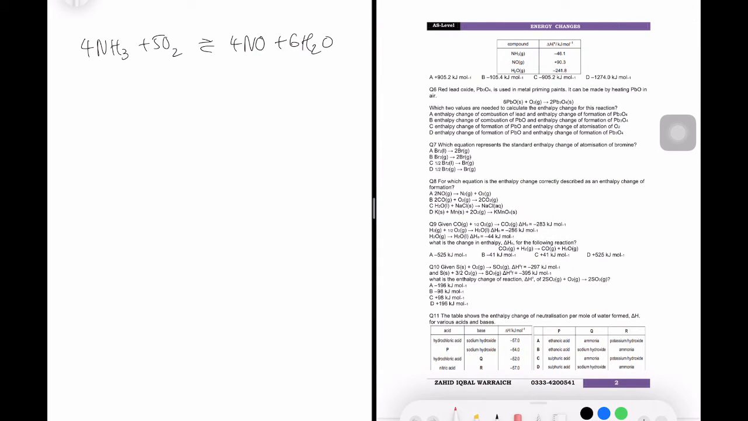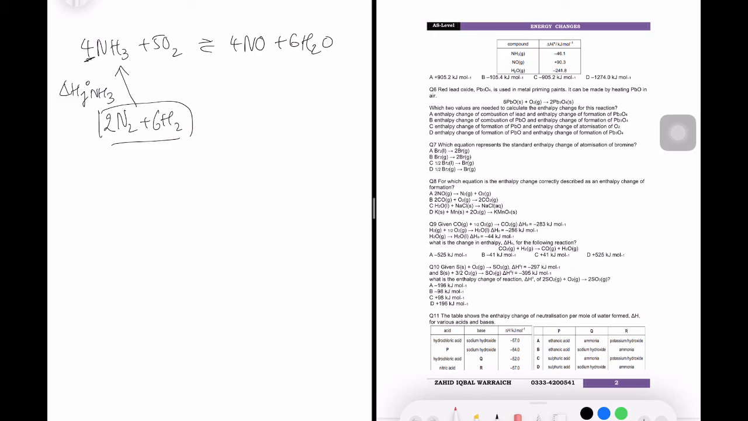And they give you the delta H formations of NH3, NO, and water. So you know that NH3 is formed from N2 plus H2. How to balance this? You have 4 NH3 here, so that is 2 nitrogens and a total of 12 hydrogens. So that will be 6 H2 here. So going from here to NH3 will be the formation, delta H F0 of NH3.